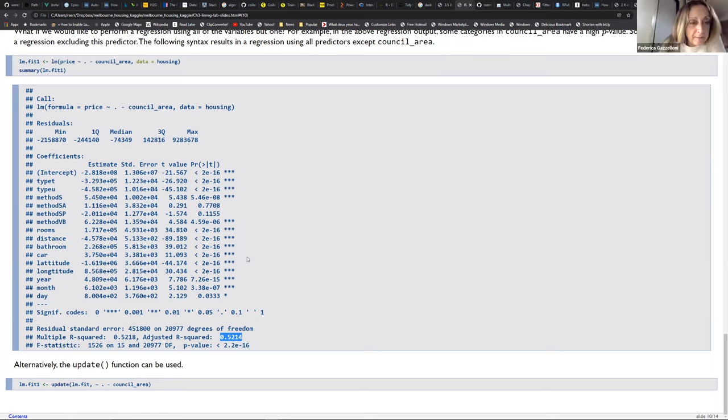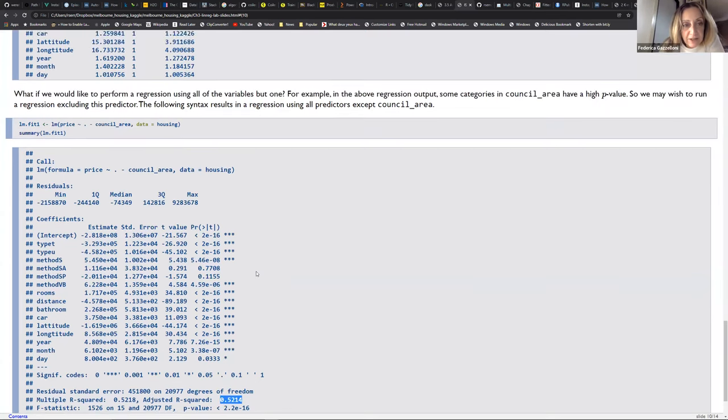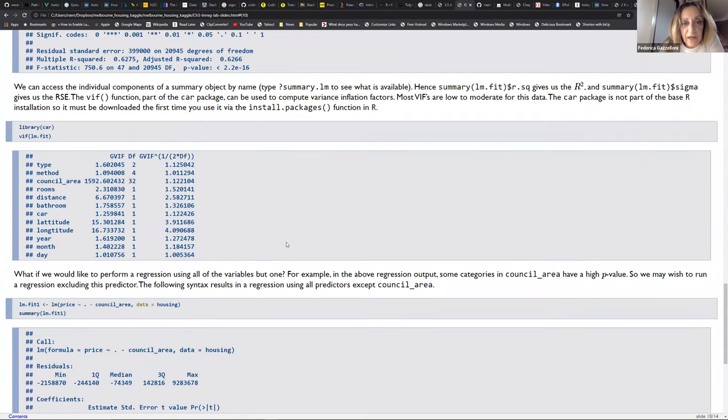Yes, what I said is not totally correct, because the VIF is the variance inflation factor. It measures how much the variance of any of the coefficients is inflated due to multicollinearity in the overall model. Correct. So, yeah.